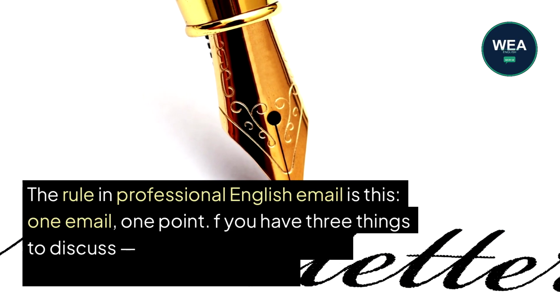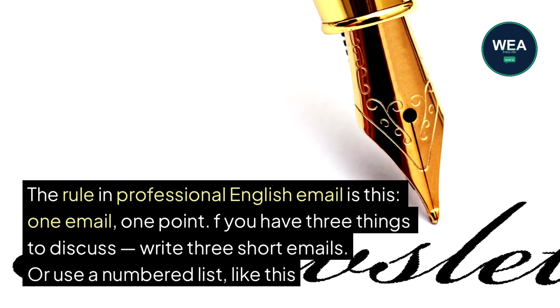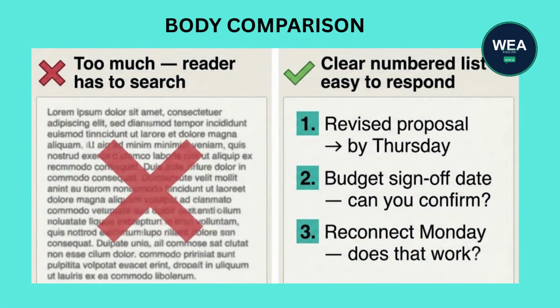You have 3 things to discuss. Write 3 short emails, or use a numbered list like this. Just a few things from today's meeting. 1, I'll send the revised proposal by Thursday. 2, can you confirm the budget sign-off date? 3, let's aim to reconnect next Monday. Clean, easy to read, easy to respond to.